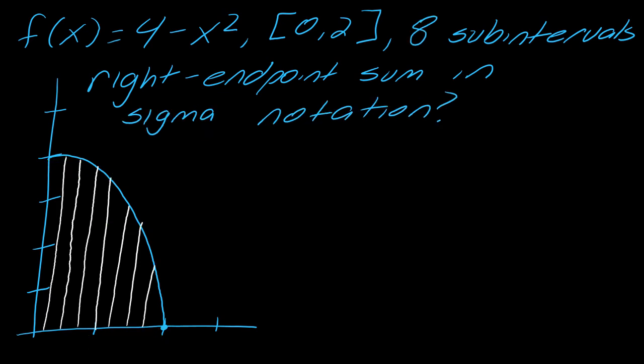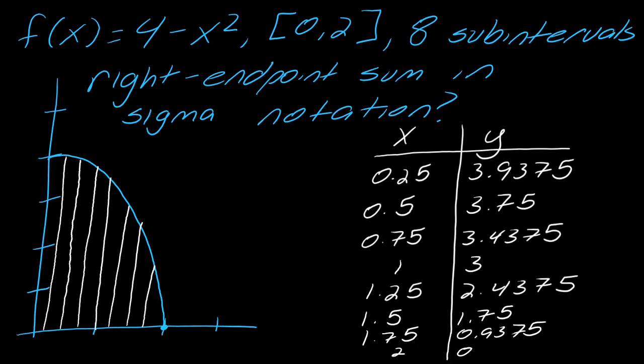So I want to keep playing around with this idea. Now I want to do this in 8 subintervals, still using the right endpoint, but I want to write that once again in sigma notation. And just to help you out, I will even write out just what the endpoints are. Okay, so I went ahead and calculated all of your right endpoints.